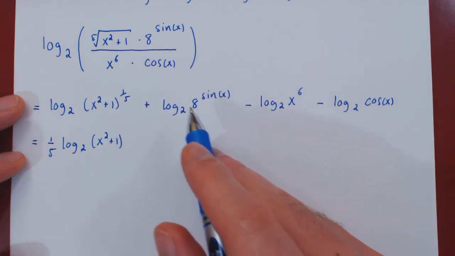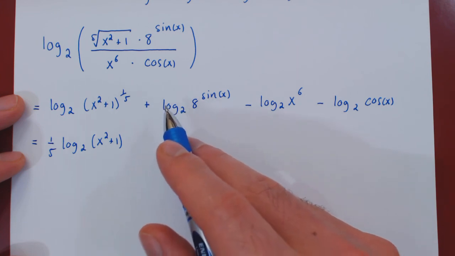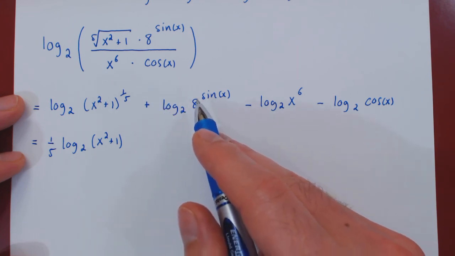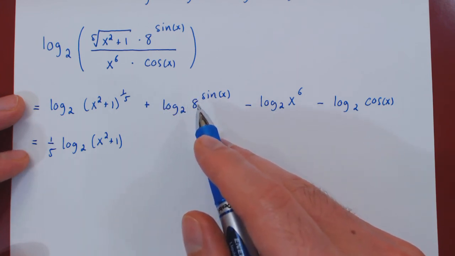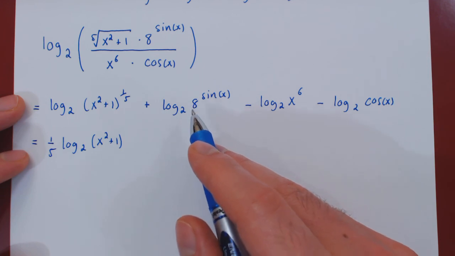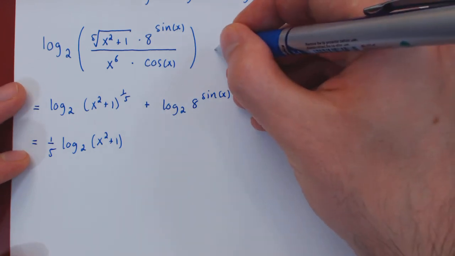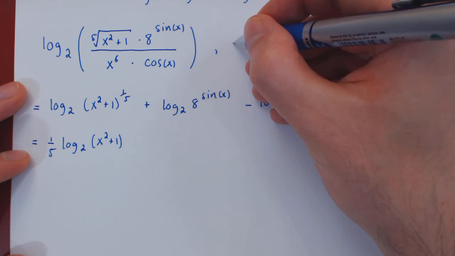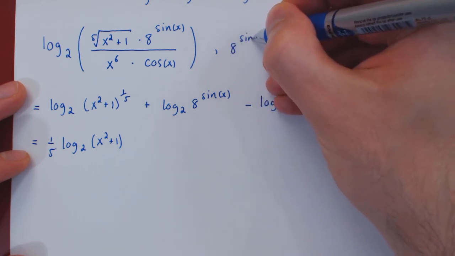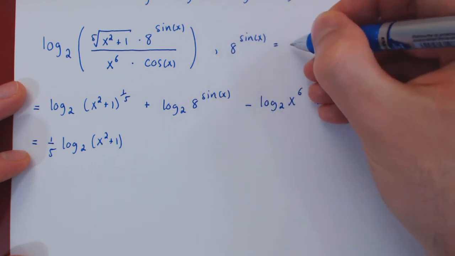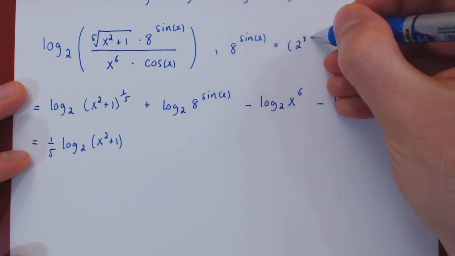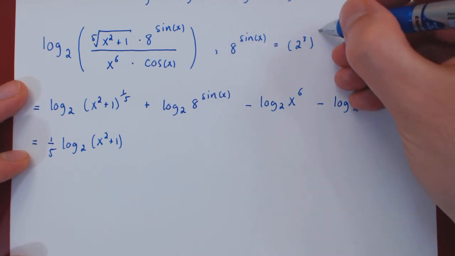This one is a little bit more interesting, right? We have a logarithmic function base 2 and an exponential function base 8. But 8, if you factor it, is 2 cubed. So let me write this here. So we have 8 to the sine of x equals, factoring 8 as 2 cubed, so 2 cubed to the sine of x.